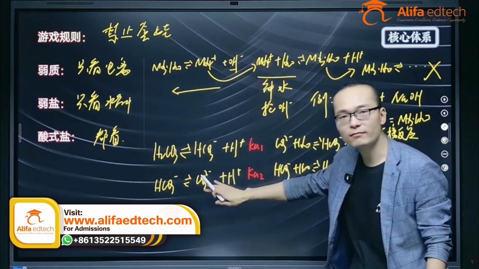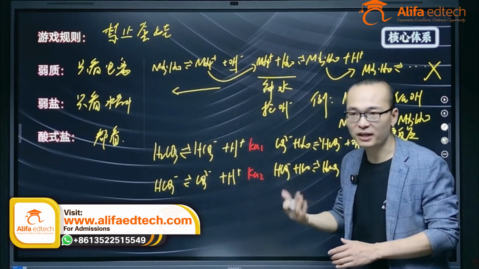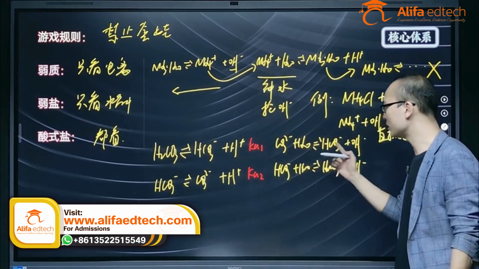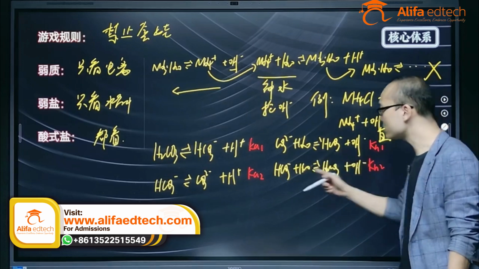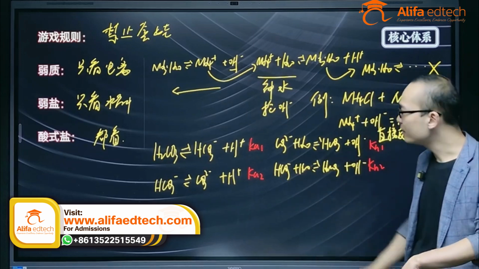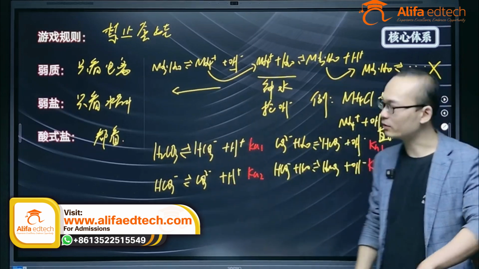So when hydrolysis occurs, carbonic acid wants to combine with hydrogen ions. Hydrolysis also happens in steps. First, I grab a hydrogen from water to form hydrogen carbonate. Okay, so this is called KH1 and this is called KH2. It becomes hydrogen carbonate when I grab another hydrogen from water.